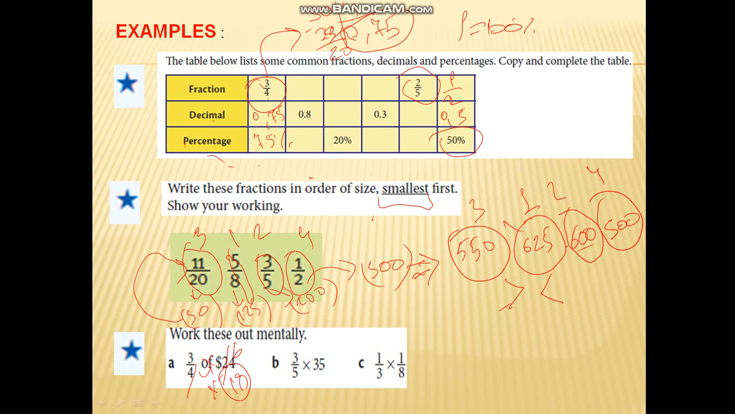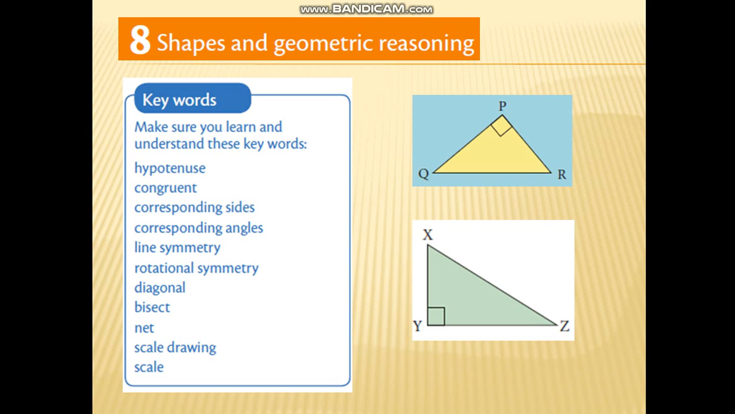And part b: 35 over 5 is 7, and 7 times 3 is 21. And also here, the method of multiplying two fractions: 1 times 1 is 1, and 3 times 8 is 24. The answer is 1 over 24. Okay.